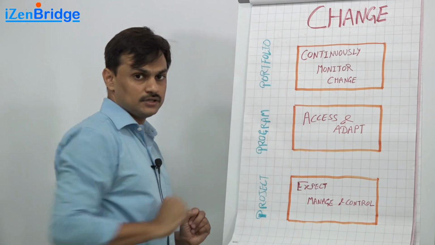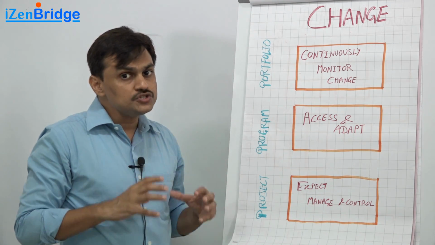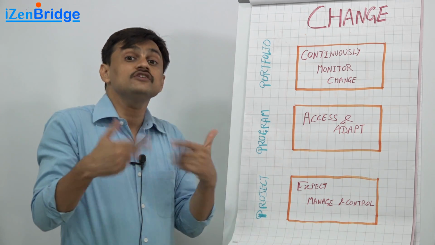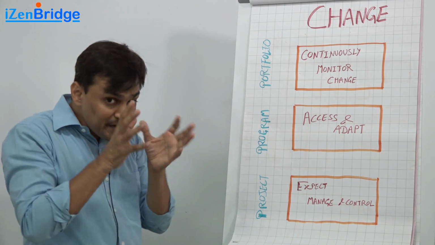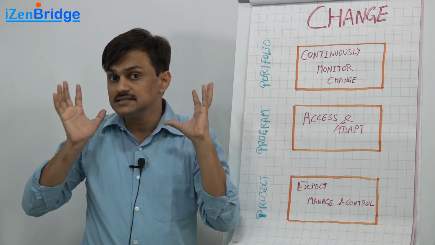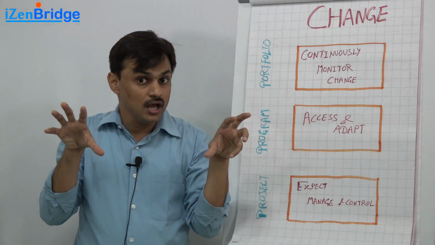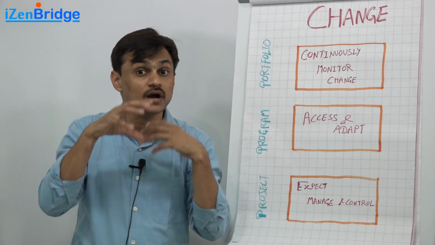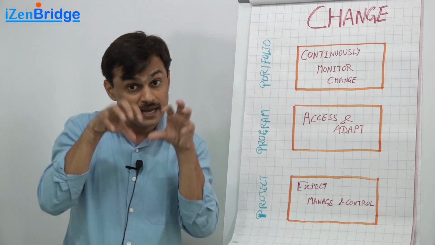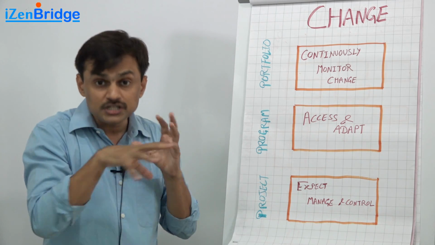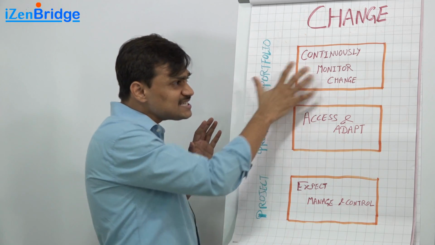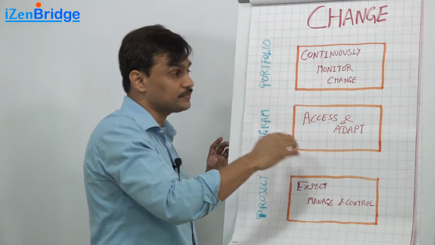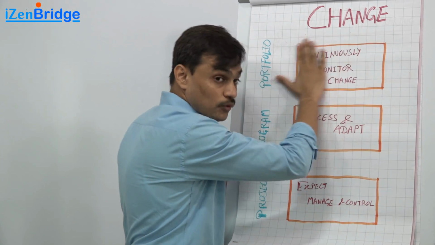At a portfolio level, the group associated with managing the portfolio needs to keep continuously looking for changes. So I need to monitor my external and internal environment and see if there is something changing. I need to change my portfolio combination. I need to adapt to it. I need to tell my programs to adapt to it. The programs will tell the projects to adapt to it. So the changes are primarily looked after, primarily monitored, primarily discovered at this portfolio layer.